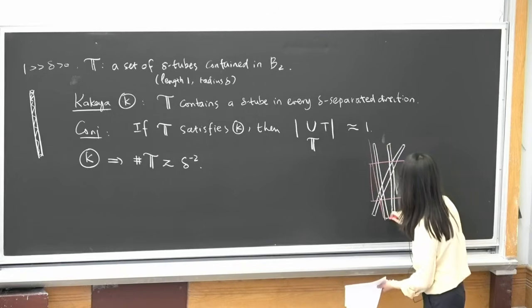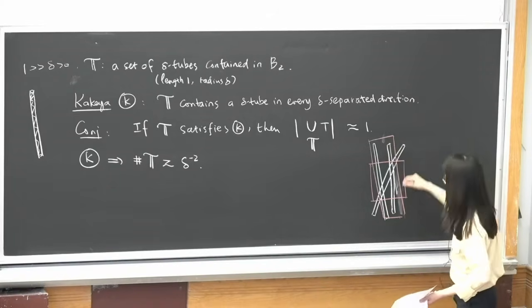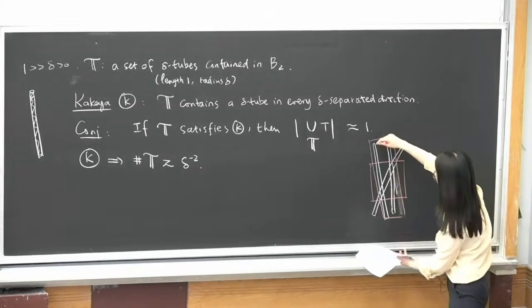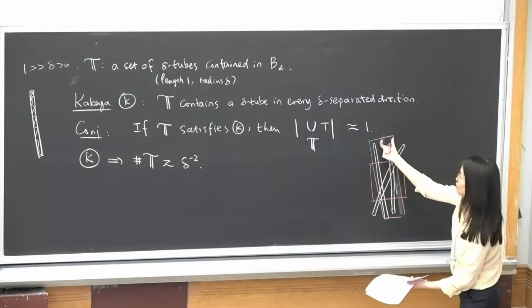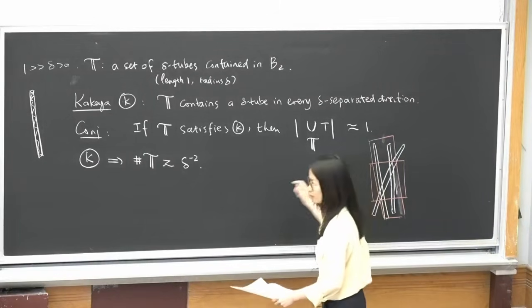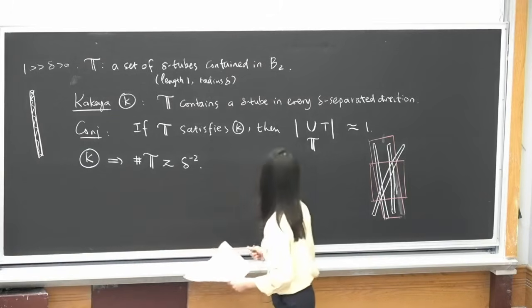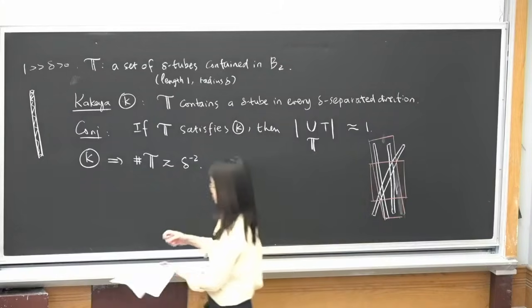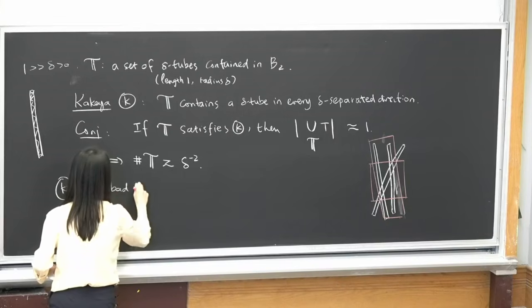It's the same issue for those thick tubes. If we make the box longer, then there is no reason why it should contain a delta tube in every delta separated direction within this red box. This is in particular false for non-sticky sets. Here the tubes are sparse, and within each thick tube, there are not too many thin tubes. So the issue is that the Kakeya assumption is bad for induction.